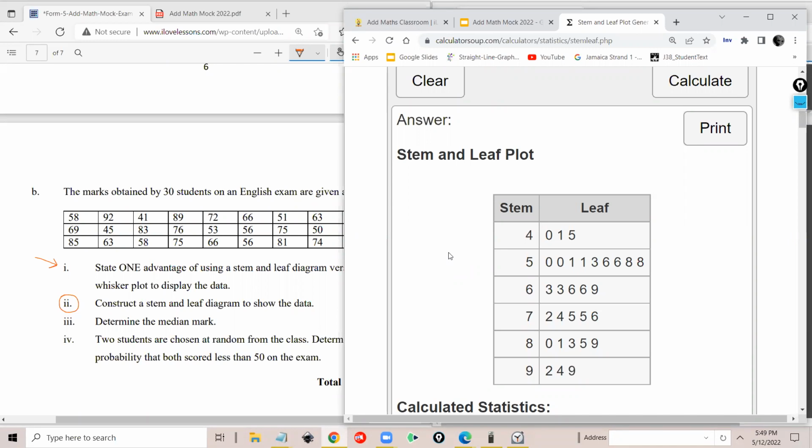Right, I'm just reading back one other answer. Stem and leaf are especially useful because they can show gaps in the data that are not obvious in a box and whisker plot. So that's a good one. So I like this one also. So I'm just going to copy and paste it over here, right?